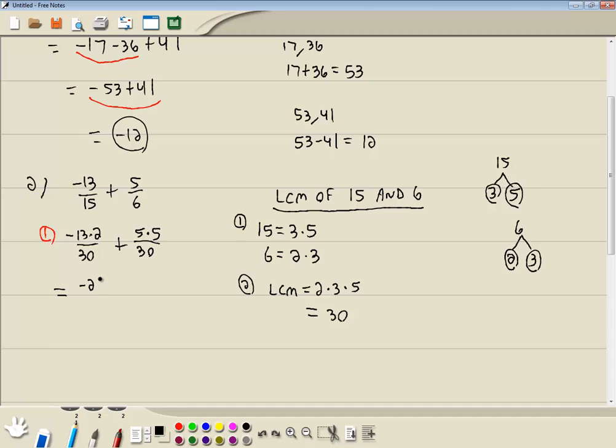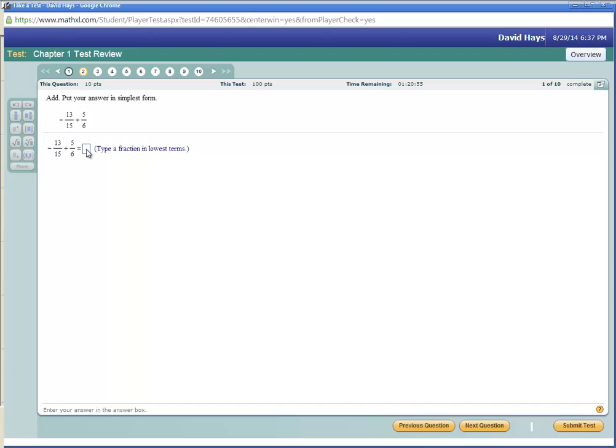So that gives us negative 26 over 30 plus 25 over 30. Now step 2 says to add or subtract your top parts and put into a single fraction. Well, negative 26 plus 25 gives us negative 1, and our denominator stays as is. Now step 3 would say to simplify this, but we're actually done. So that's our answer, negative 1 over 30. So I'm going to put a fraction in there and do negative 1 over 30. And say next question. And this one we're going to subtract these two fractions.